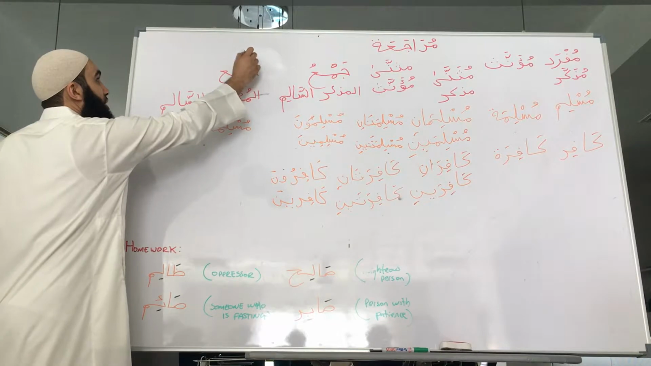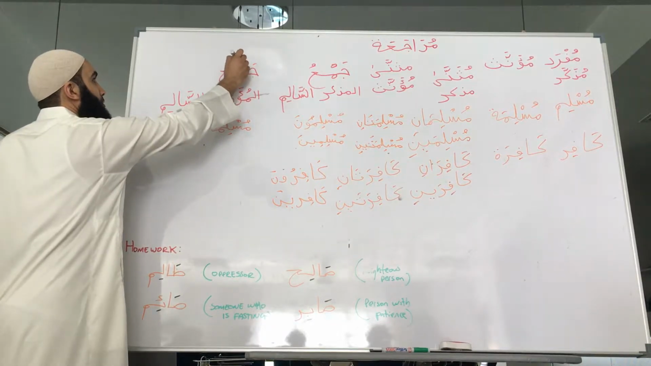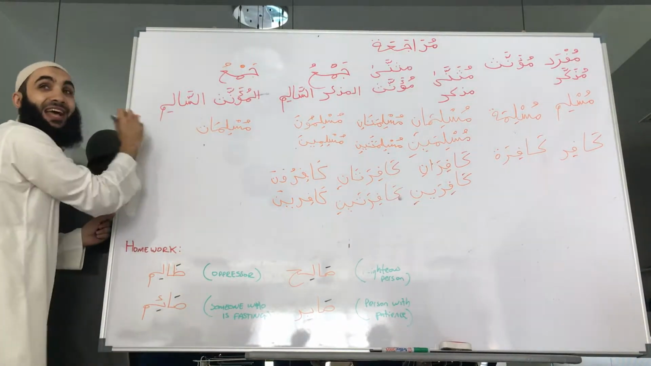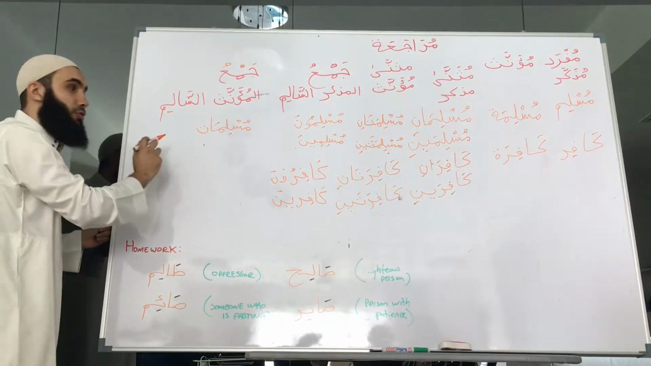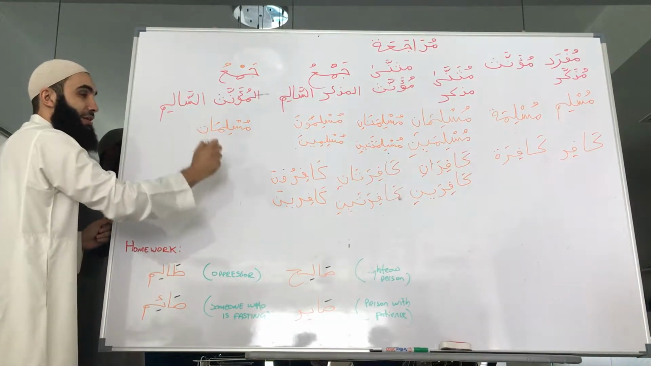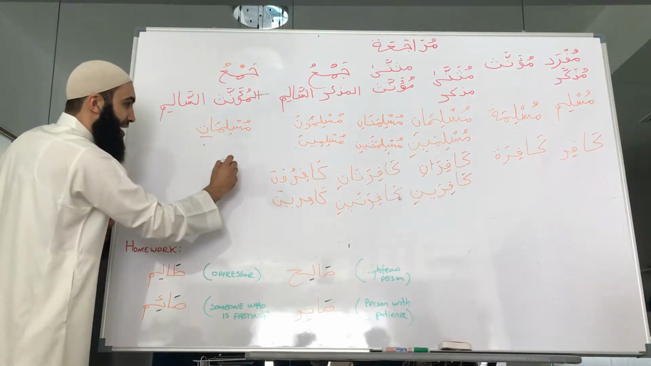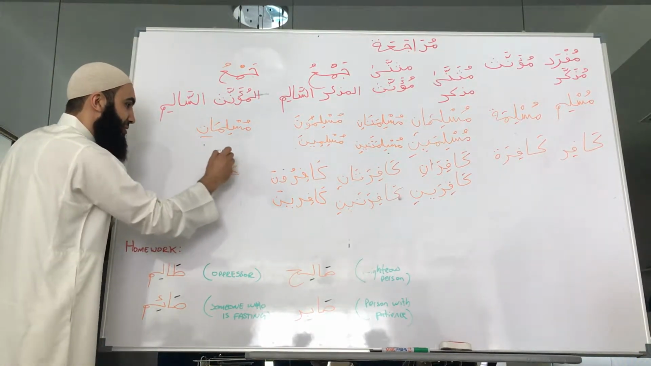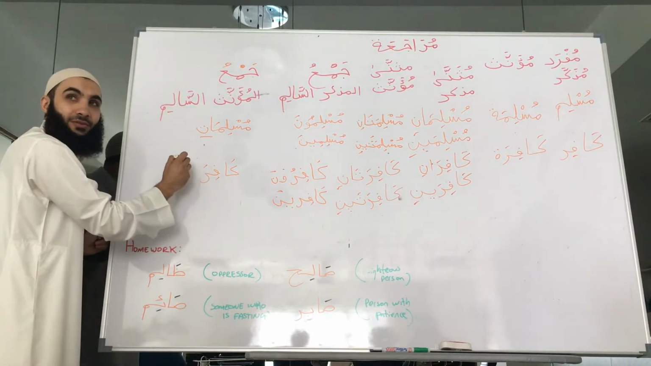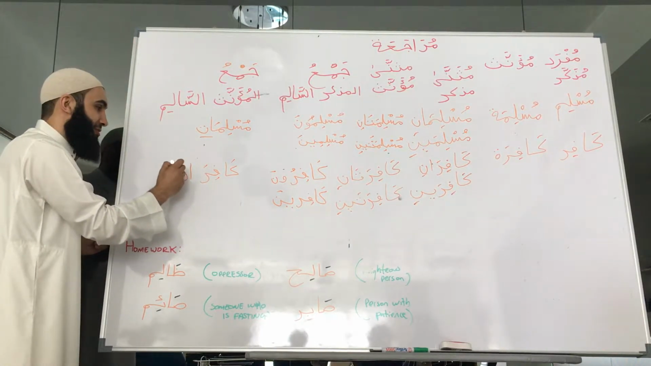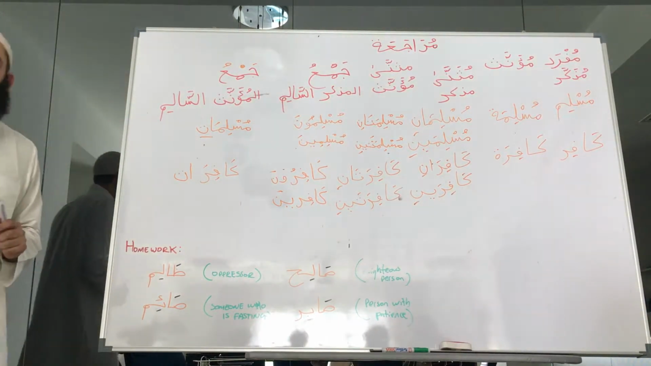The jam'u al-mu'annath al-salim, the female plural, we add alif and ta. So we say kafirat. Easy?